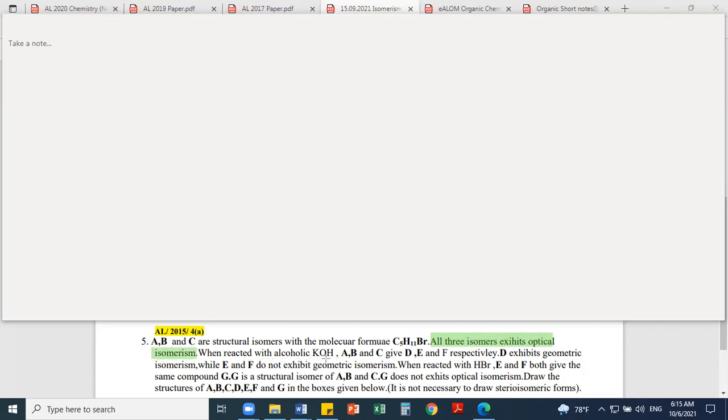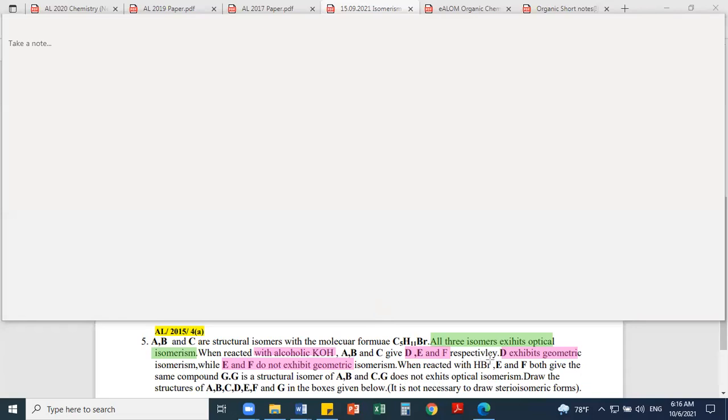Then when reacted with alcoholic KOH, ABC gives, with alcoholic KOH, all three compounds give DEF respectively. D exhibits geometric isomerism. E and F do not exhibit geometric isomerism. Right? So after alcoholic KOH, then you get the products. Those products, in other words, out of DEF, E and F.